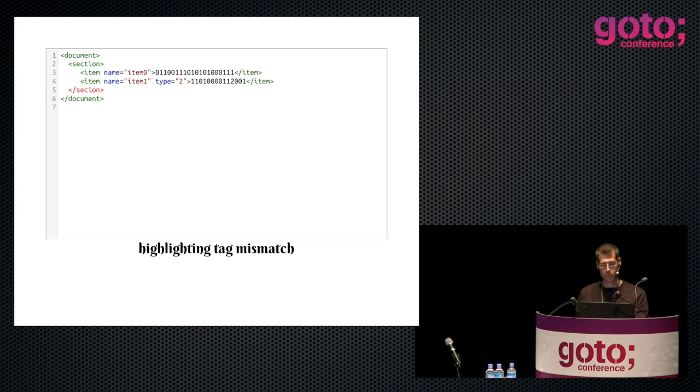If I make a mistake here at the top, the highlighting will cascade down because it re-highlights stuff on change, and it'll tell me that, yes, I have a mismatched tag again.